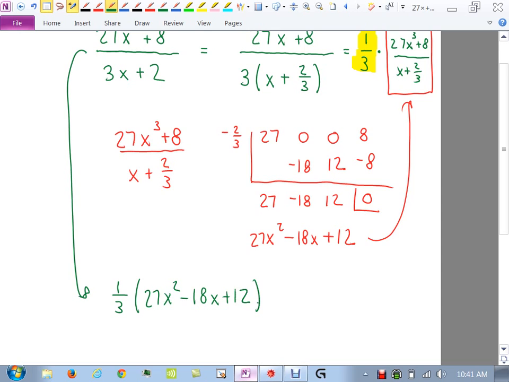And can you multiply through by 1/3? What's a third of 27? 9x squared. What's a third of 18? Minus 6x. And then a third of 12? Plus 4.